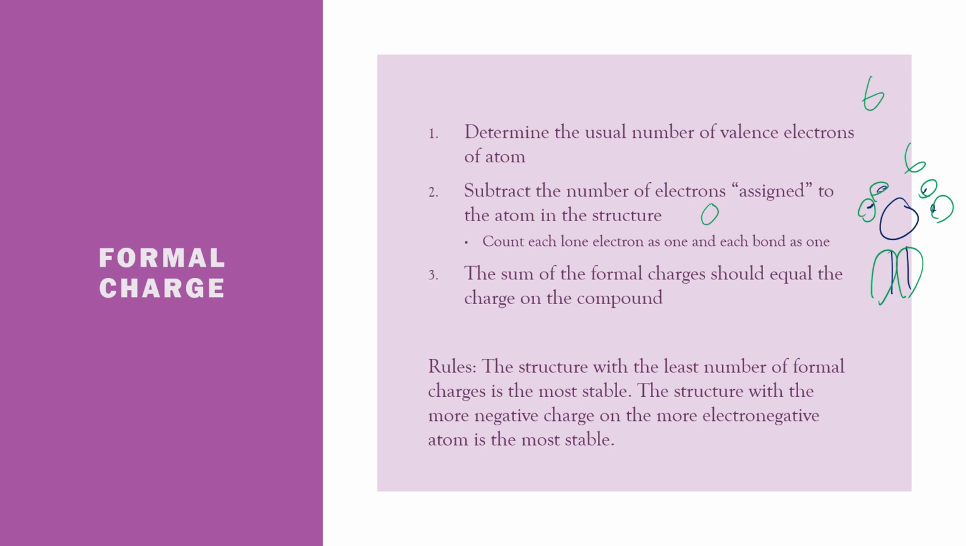And then if you add up all of the formal charges on all of the atoms in the compound, it should equal the charge on that compound. So if it's a normal molecule, it'll have a charge of 0, and the formal charges should add up to 0. If it's a polyatomic ion, you want the formal charges to add up to the charge on that ion.